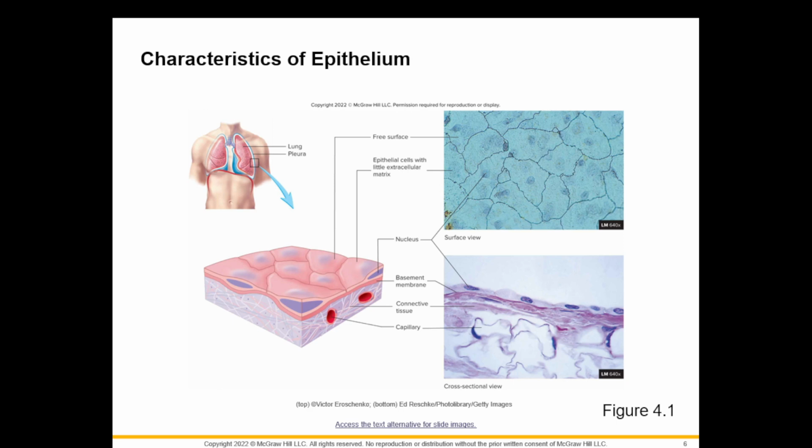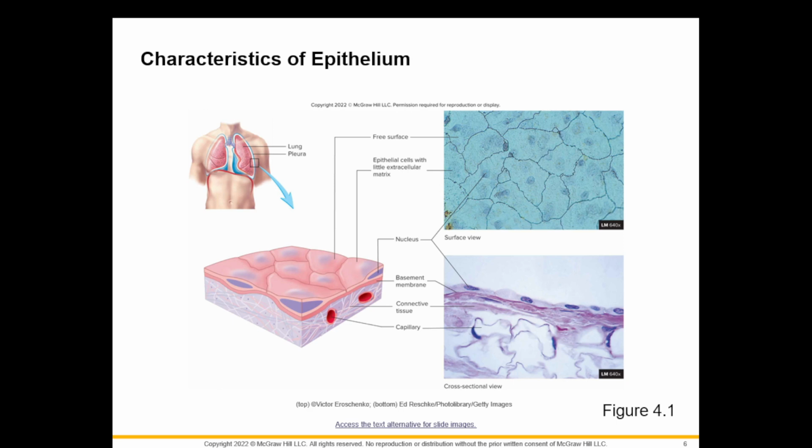So, as you can see here, they have little to no, sometimes they don't even have extracellular substances. This is one epithelial cell, another epithelial cell, another one. So, they are next to each other. In Tagalog, dikit-dikit sila. At walang mga pumapagitna sa kanila. So, they are next to each other.